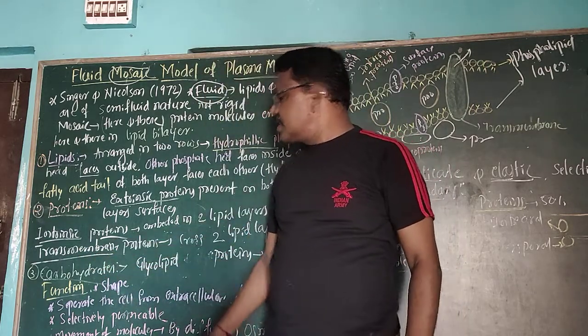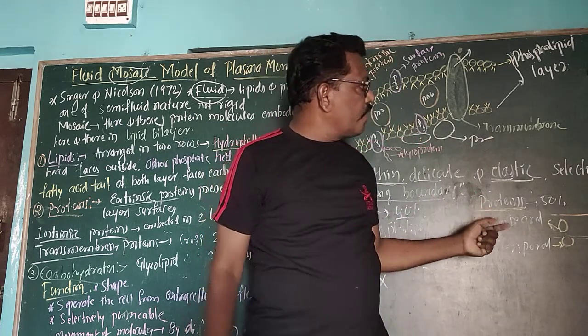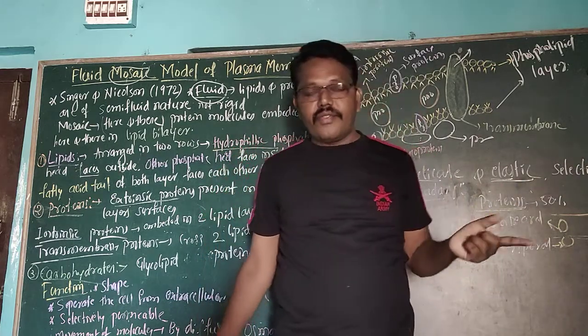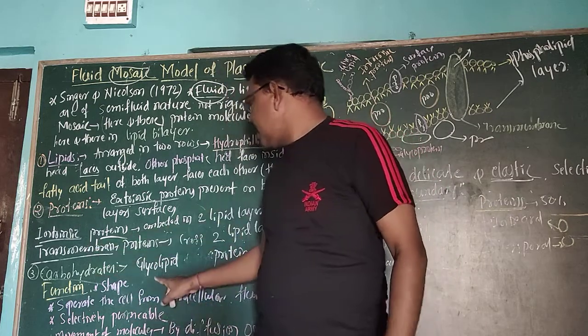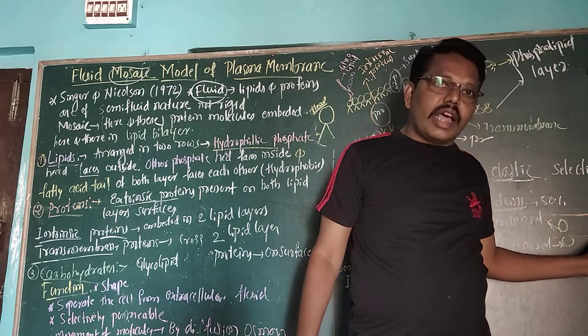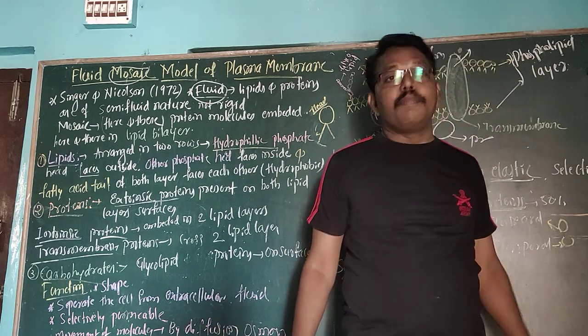It is also very important. These proteins help in the recognition of antigens, and they will do their function. Then the last one is carbohydrate. Within this carbohydrate there are once again two types: glycoproteins as well as glycolipids.